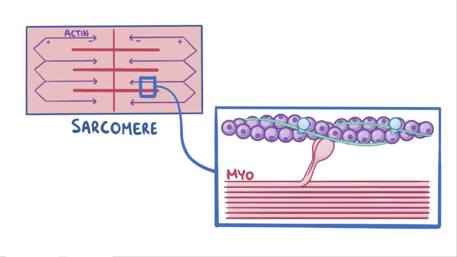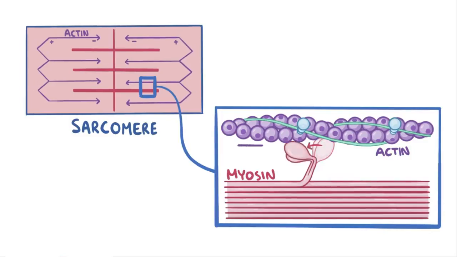Attached to the M line are the myosin filaments, which are thick bundles of myosin proteins with two globular heads. During a muscle contraction, the myosin heads grab onto the actin filaments and pull them towards the M line, which brings the two Z discs closer together.